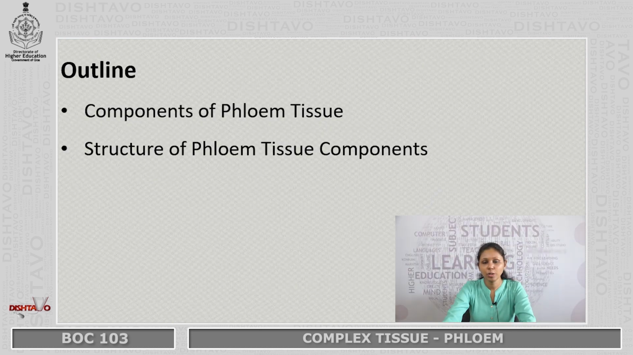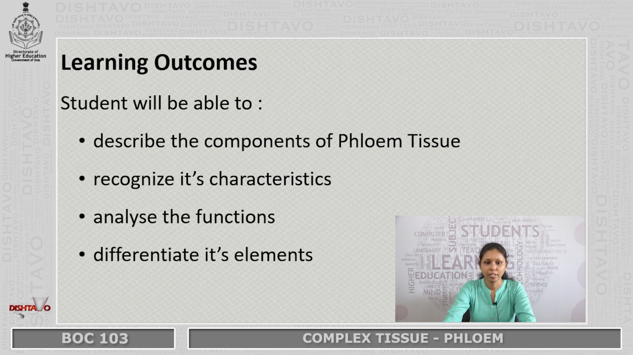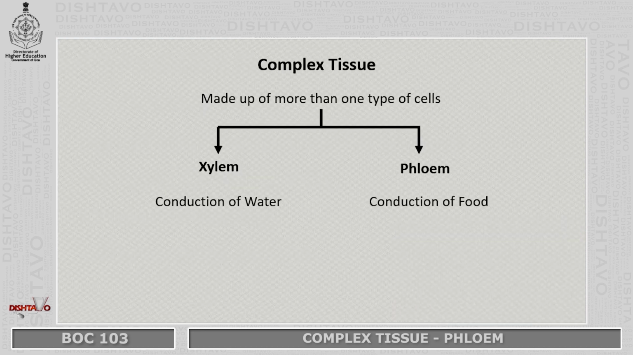Outline: Components of phloem tissue, Structure of phloem tissue components. Learning outcome: Students will be able to describe the components of phloem tissue, recognize its characteristics, analyze the functions, and differentiate between the elements.